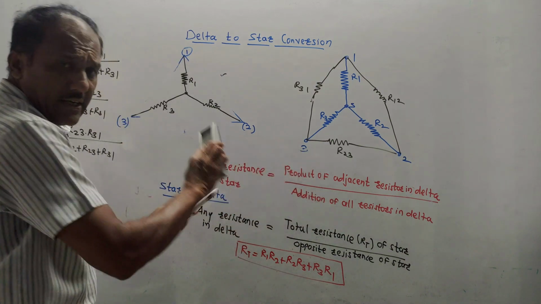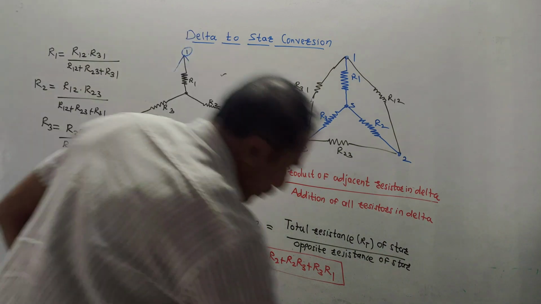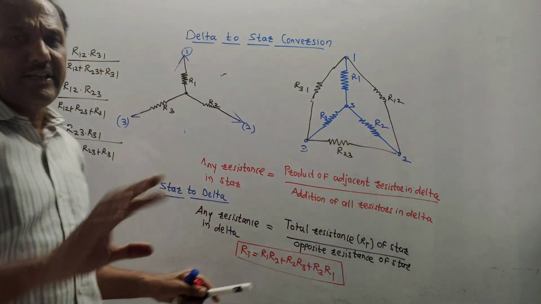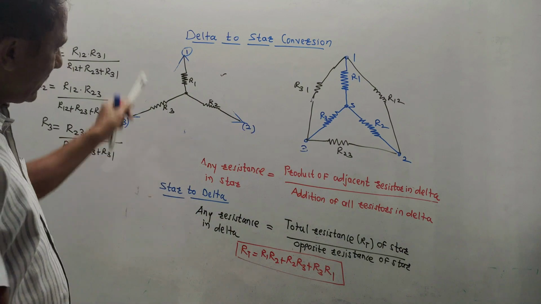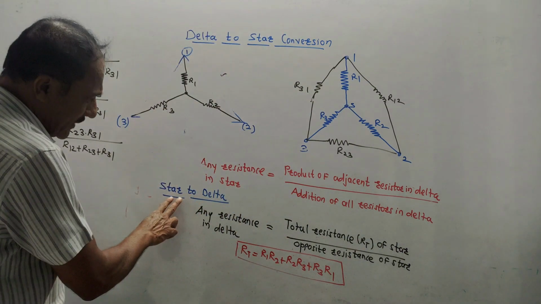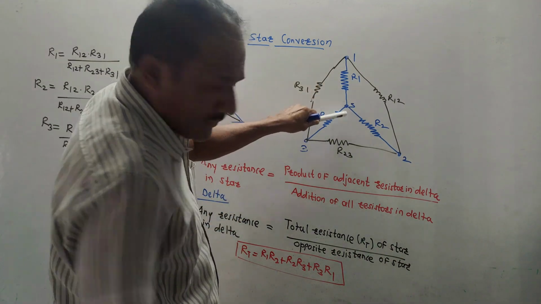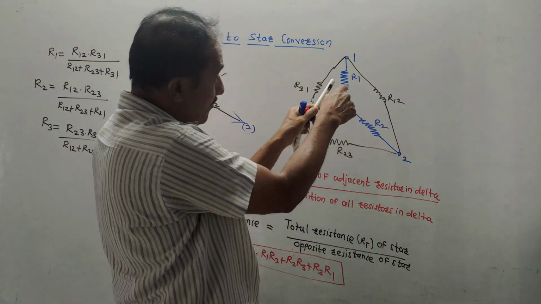Strictly follow this rule. It is the simplest way to convert delta into star network. You can use this technique to simplify any network. To reduce down the calculations, you can use this method. Now consider the reverse case. If you want to convert star into delta network, this is the given star network, the inside network, which I have drawn with a blue colored pen.